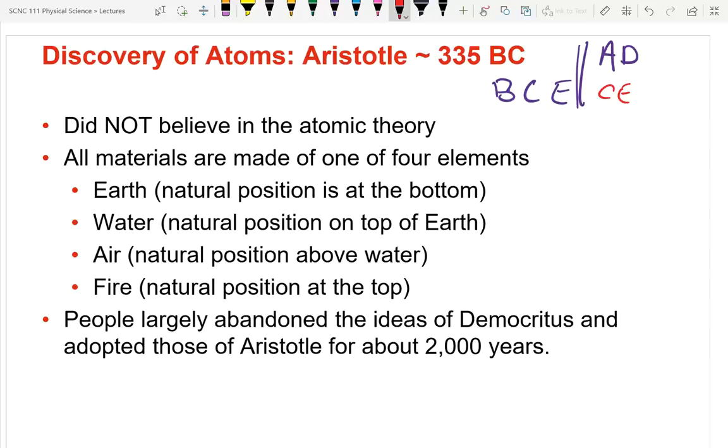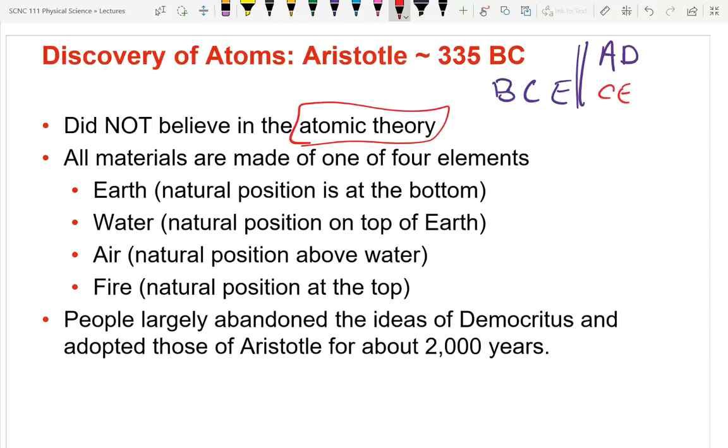So Aristotle did not believe in the atomic theory. He did not accept Democritus. He said there are only 4 elements: earth, water, air, and fire. I've talked about their natural positions. That's what Aristotle believed. And people largely abandoned Democritus and believed what Aristotle said because he was really wicked smart. And people were like, if he's so smart, he's got to be right.